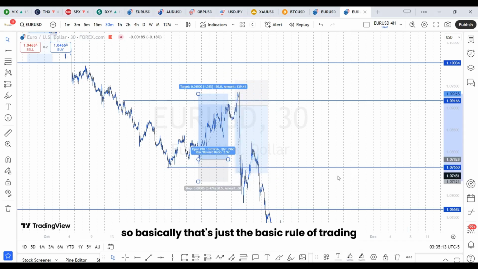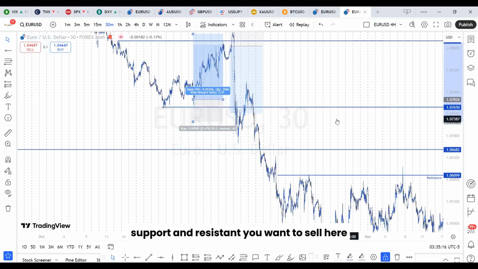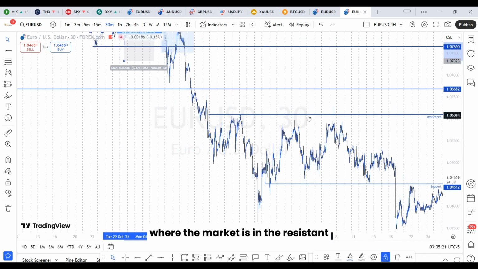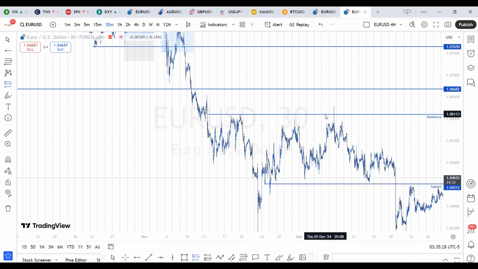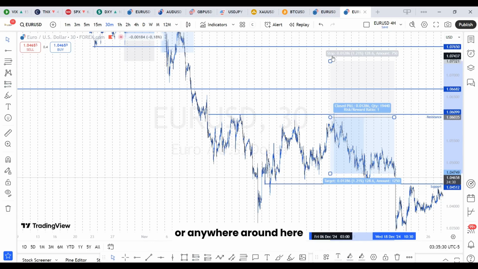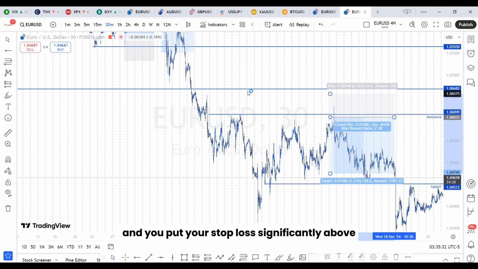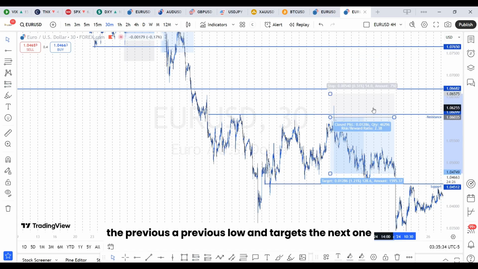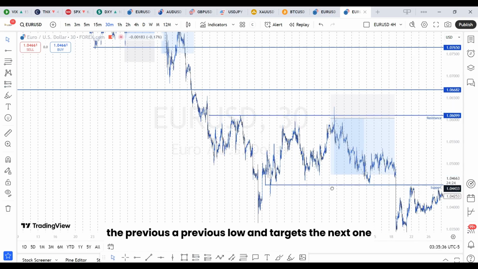So basically, that's just the basic rule of trading support and resistance. You want to sell here where the market is in the resistance. You want to buy when the market is in a support. So you see this resistance level here. If you had sold from here or anywhere around here and you put your stop loss significantly above the previous low and target the next one.